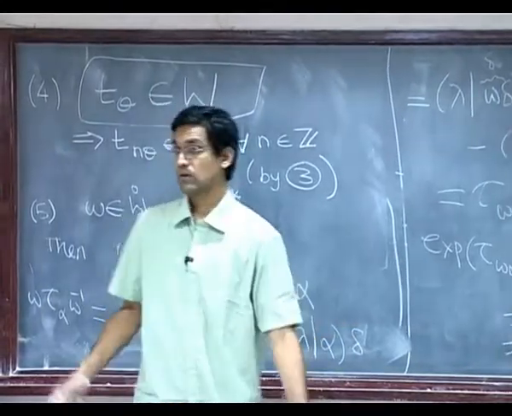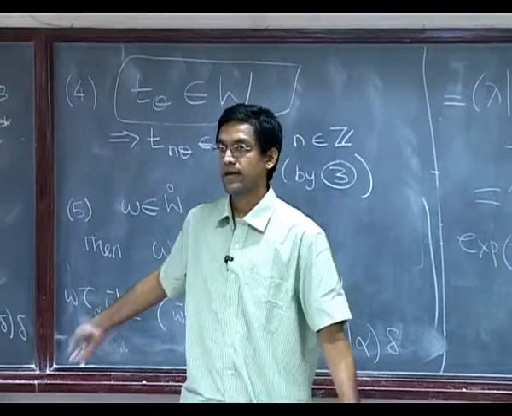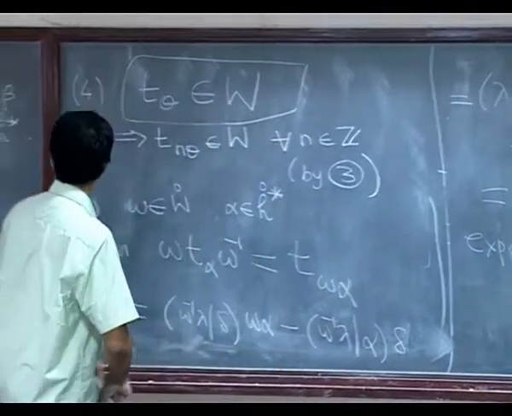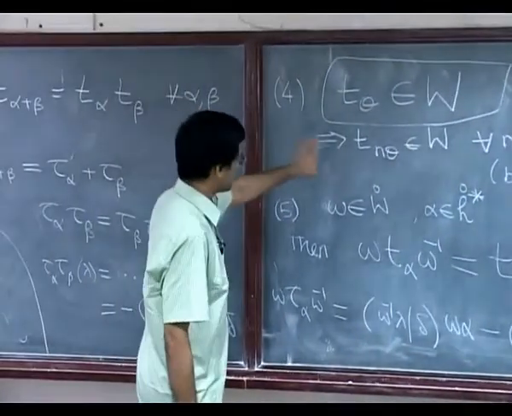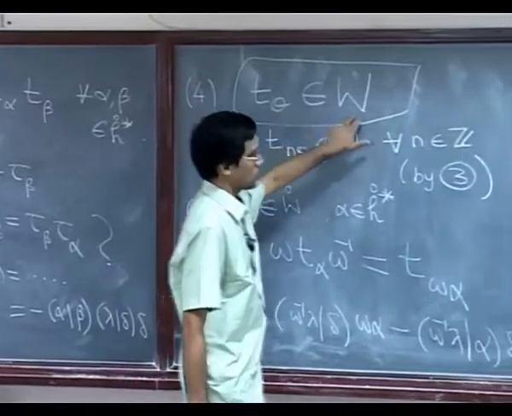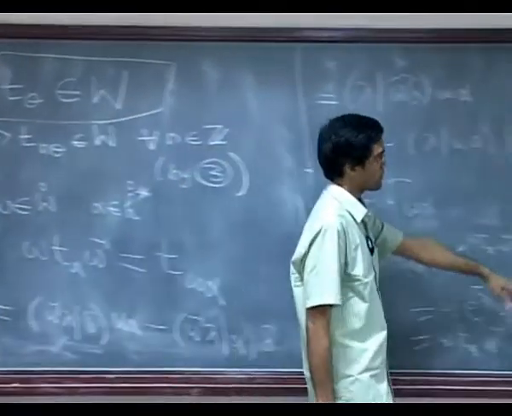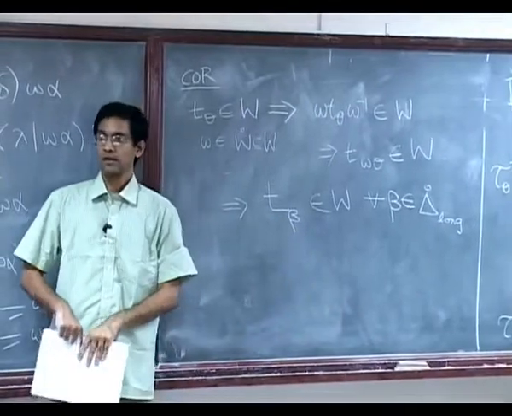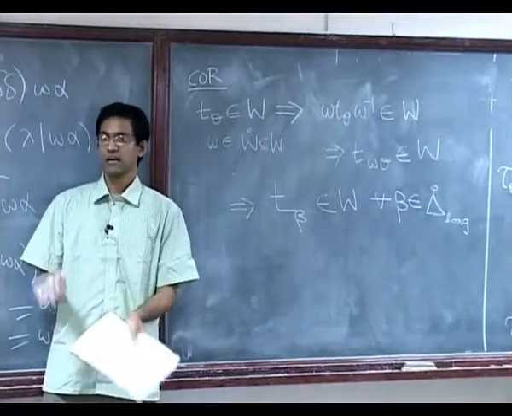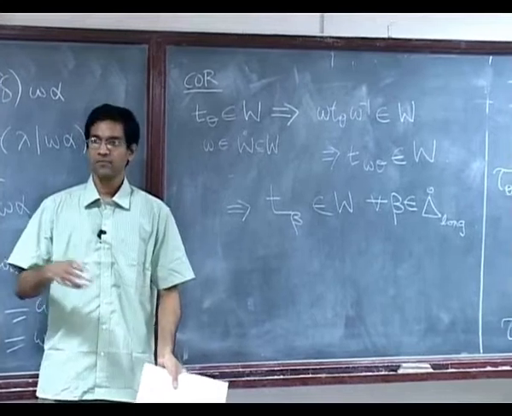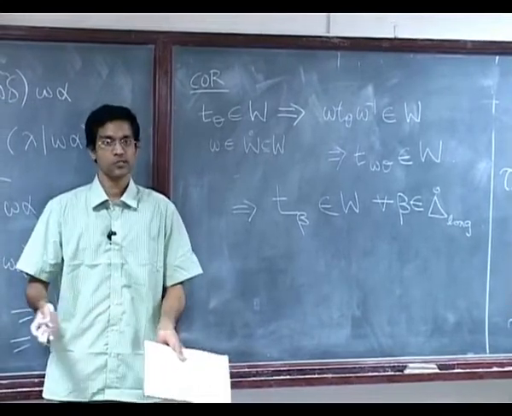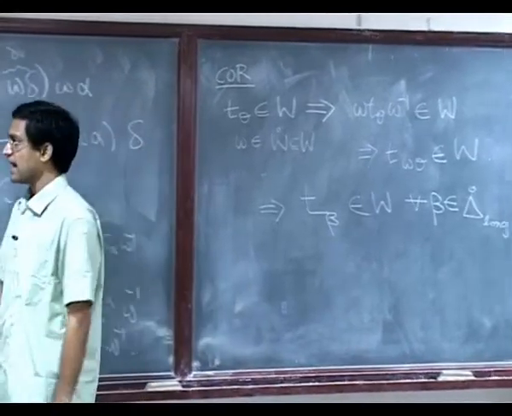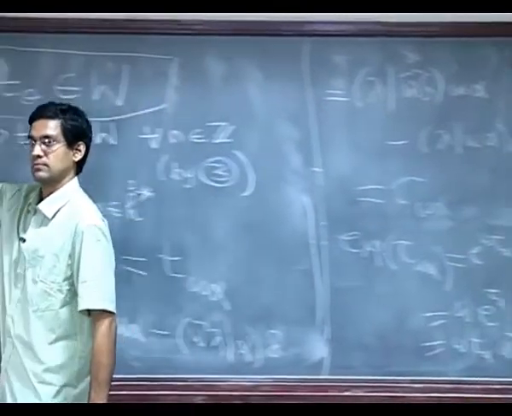Okay, so we have now concluded the following fact. So what are the various types of things that are there? T thetas are in W. In fact, more generally, everything of the form T of a long root is in W. And if I have two long roots alpha and beta, then T alpha, T beta is in W. Their product is in W. Therefore, T of alpha plus beta is also in W.